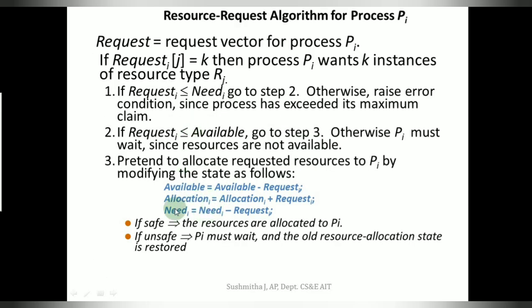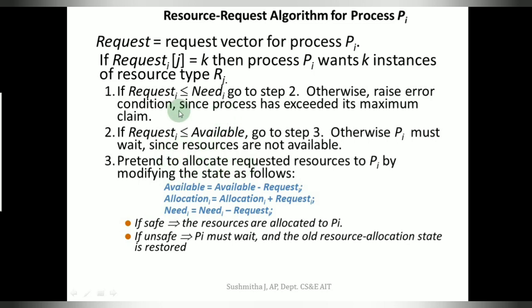Now the next algorithm that we have is the resource request algorithm. In a system, if there is a process that is requesting a new resource, can that be granted? If that is granted, is the system living in a safe state or not? Again, we will have to recheck with the safety algorithm.